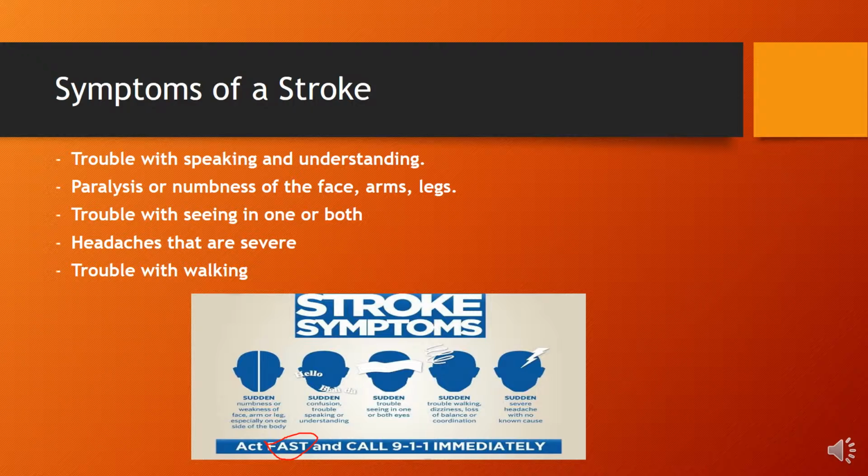A, the arms. Ask the person to raise both arms. Does one arm drift downward, or is one arm unable to raise up? S, speech. Ask the person to repeat a simple phrase. Is his or her speech slurred or strange? And T for time. If you observe any of these things, please call 911 immediately.